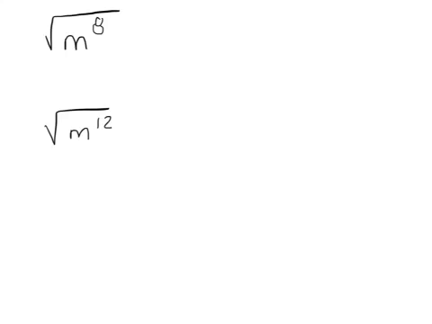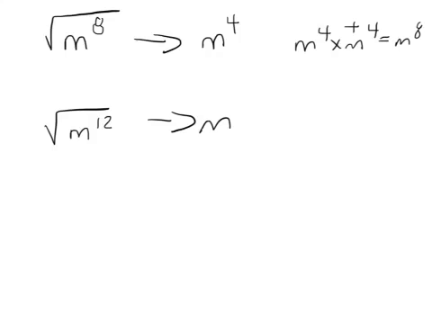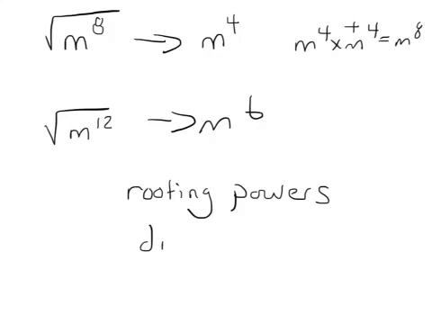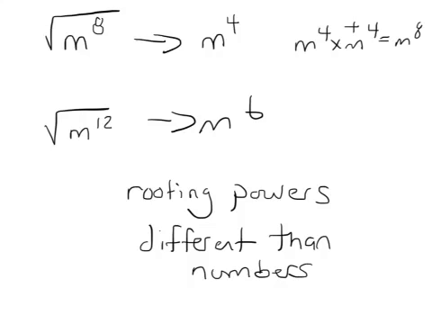Okay, the answer for the first one would be m^4, because m^4 times itself would be m^8, because we add the exponents. This one would just be m^6. Now if you can't figure that out, go back and take a look. Remember, when you're rooting powers, this is different than numbers. So just make sure that you're aware of that. Okay, that part's not super important.